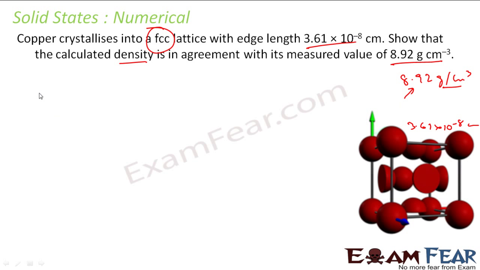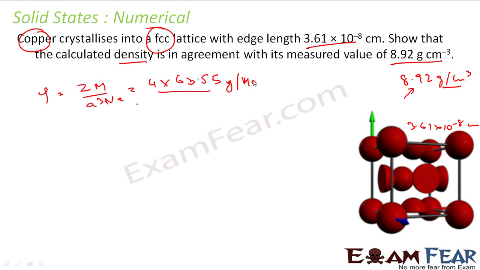So let's see this. Density is what? ZM by a^3 N_A. What is the value of Z? So here Z is equal to 4. M is equal to molar mass of copper, we know it is 63.5 actually, grams per mole, and this is 4 atoms, divided by a^3.